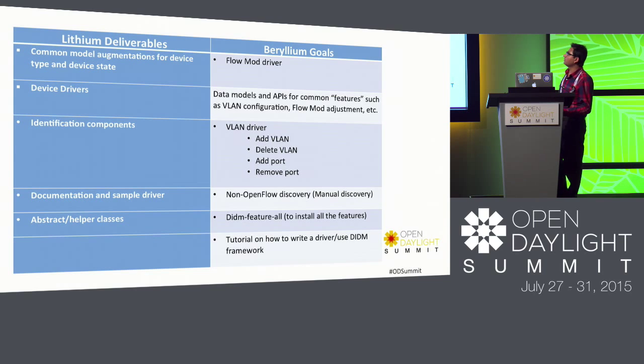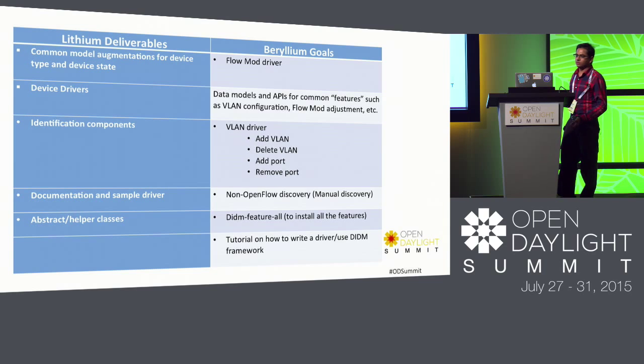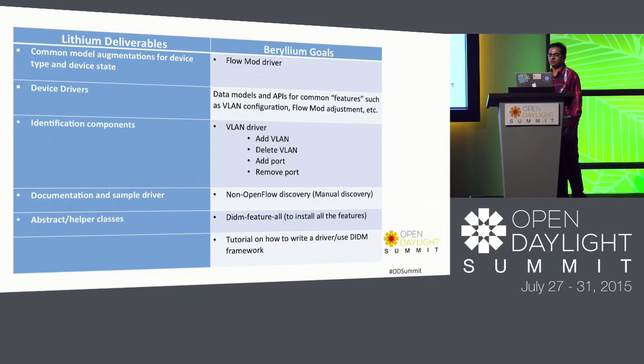This is what we have delivered in Lithium, and this is what we're planning to deliver in the next release, Beryllium. One of the major things is flow mode drivers, which we're going to work on for the Beryllium release. And then features like the VLAN feature, VLAN driver, flow mode drivers, possibly a VXLAN driver. Maybe that's after the Beryllium release.